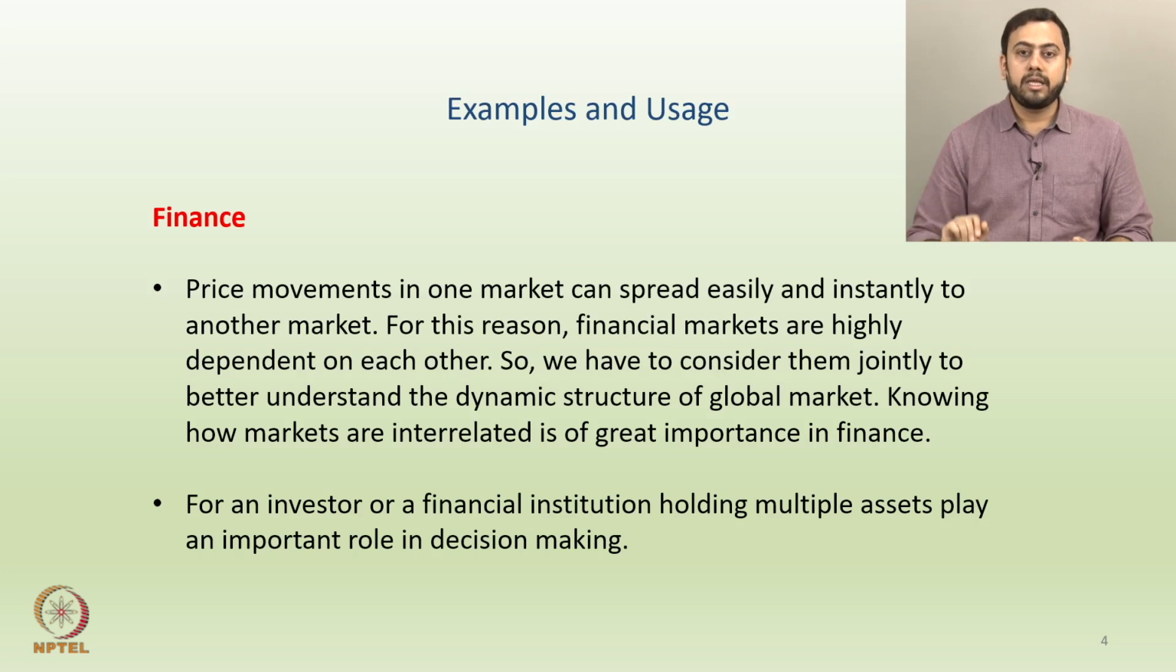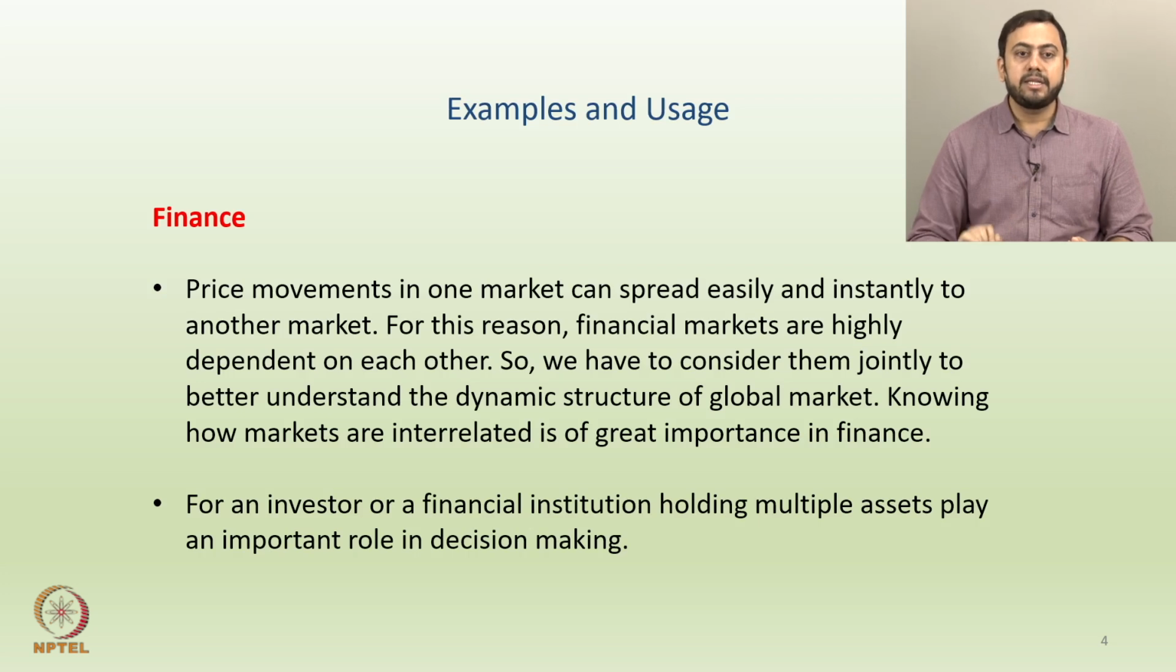So, why not put forward a model which comprises both Bitcoin and Ethereum? Why not put forward a bivariate model structure on both the Bitcoin prices and the Ethereum prices? And why exactly? To better understand the dynamic structure of the overall market. The overall market consists of these two, right. So, if you put forward a bivariate model rather than modeling them individually, you can actually know the intricacies and dependencies between the two assets. Okay. So, knowing how markets are interrelated is of great importance in finance, of course, right.